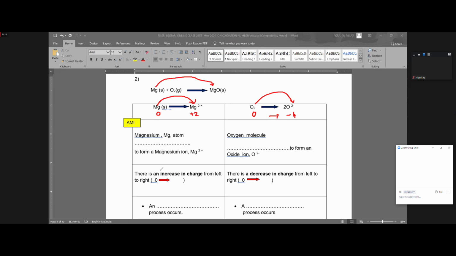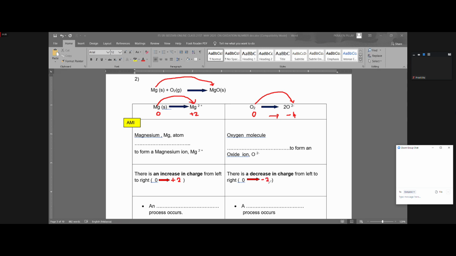Okay, we continue now. That's the increase in charge, 0 to plus 2, isn't it? Write that down first, from left to right, correct or not? Here, you can put the original charge first. No need to put minus 4. You can just put the original charge is 0, O2 minus. You can put negative 2 there.